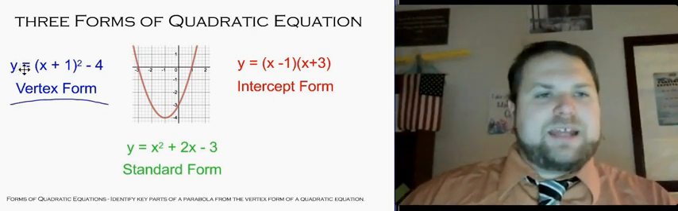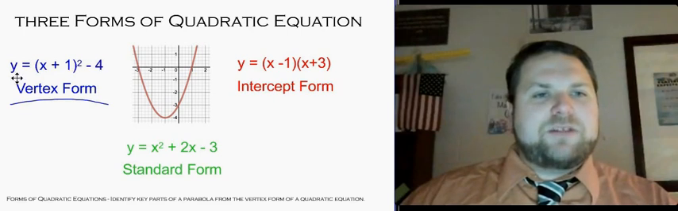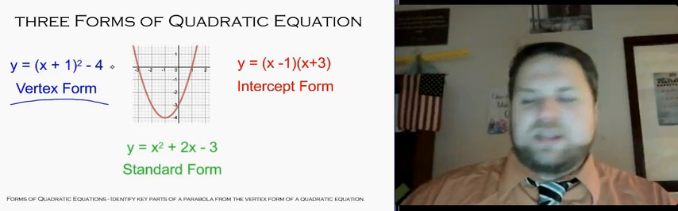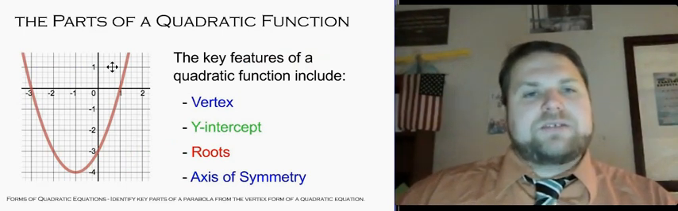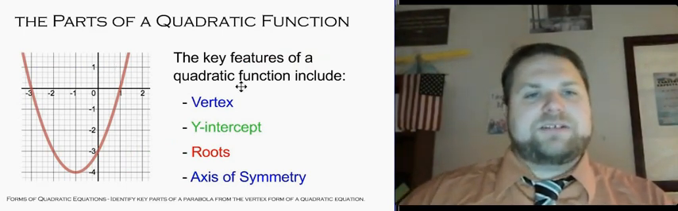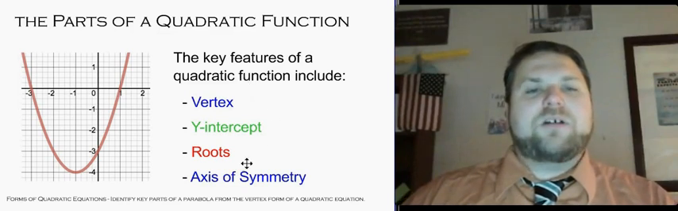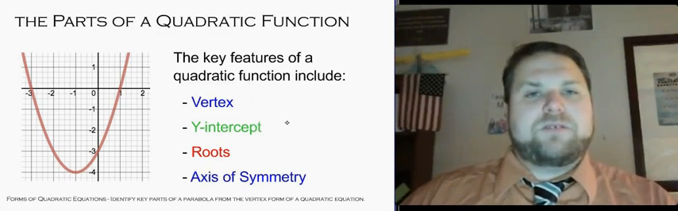So vertex form kind of looks like this, and remember what we're wanting to do is take this equation and find key parts of the quadratic from it. So here are some of our key parts that we can find. In fact, these four are the four most important that we're going to talk about from a quadratic function.